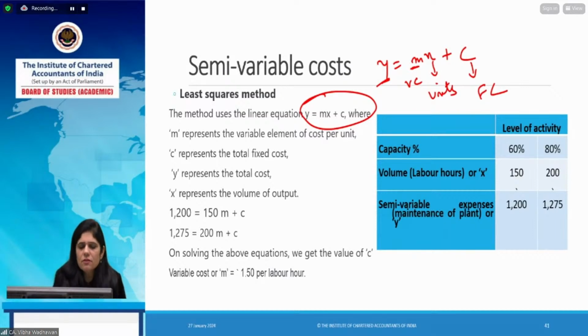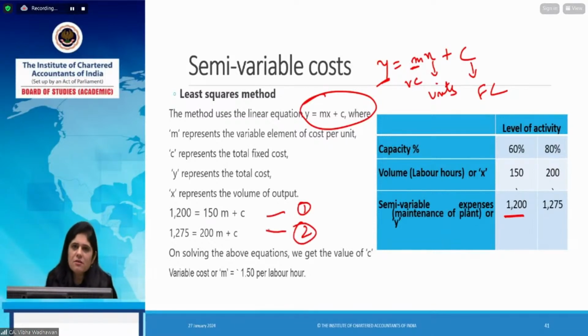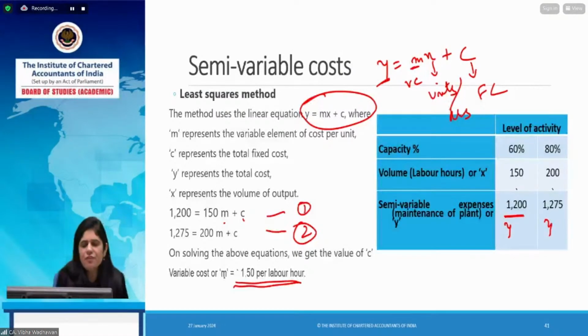And 1200 is the total cost given to us. So 1200, the equation 1. And this is equation 2. So we have placed the figures in the equation. 1200 is the total cost, so Y is 1200 in both the equations. 150 are the labor hours. The volume could be units or could be hours. It could be anything. Variable cost can be a proportion of units or hours. So they have taken hours here. X is hours. Clear? Units or hours, whatever you can take. So 150 and 200, and M and C we don't know. When we solve the equation, variable cost comes to 150 per labor hour.